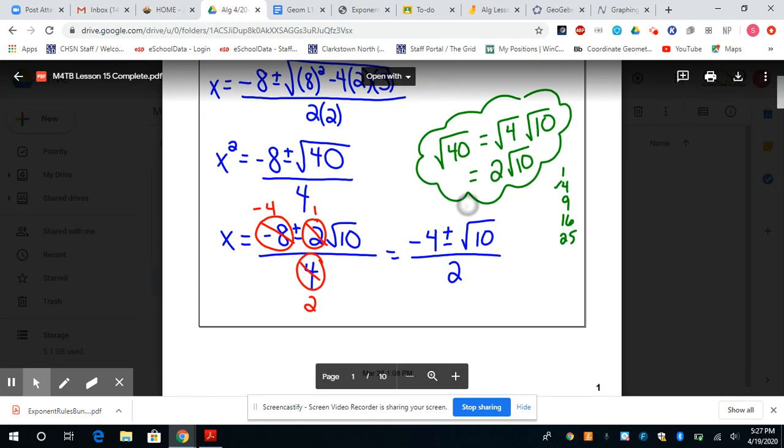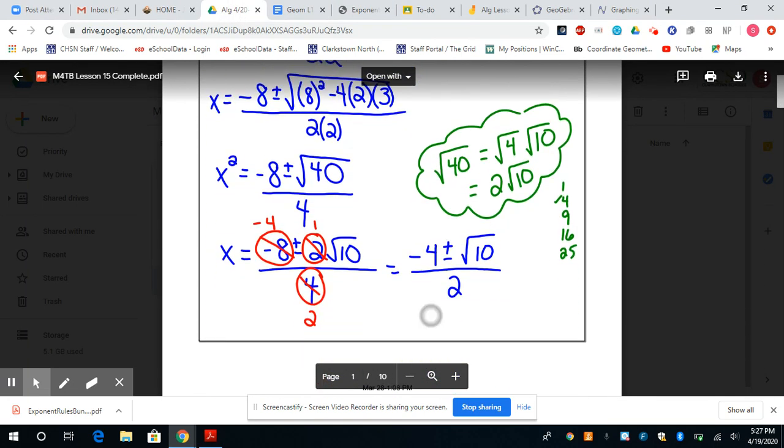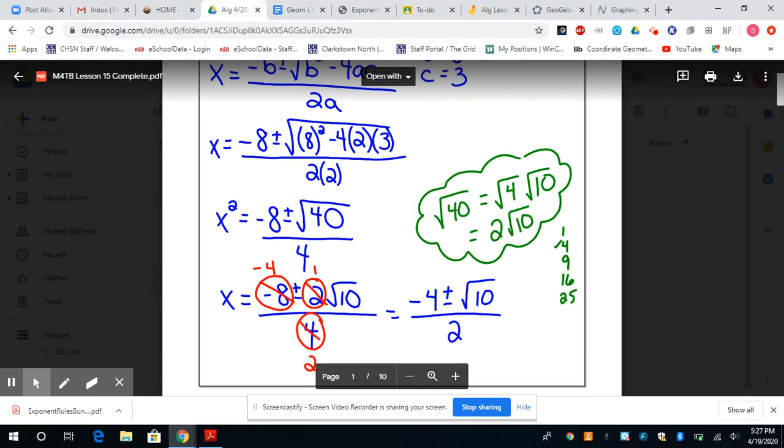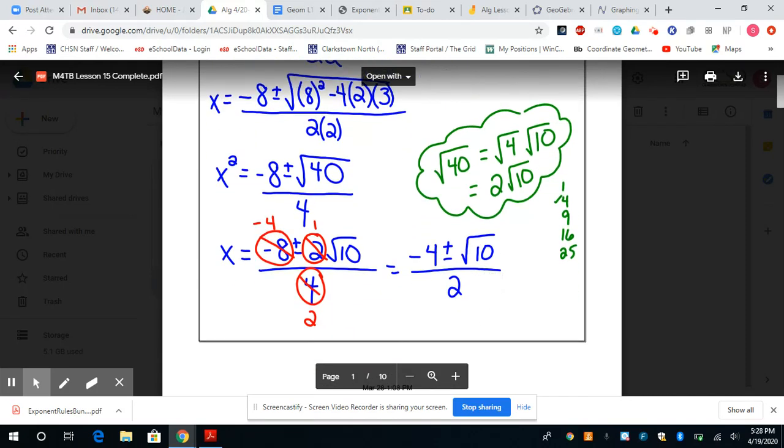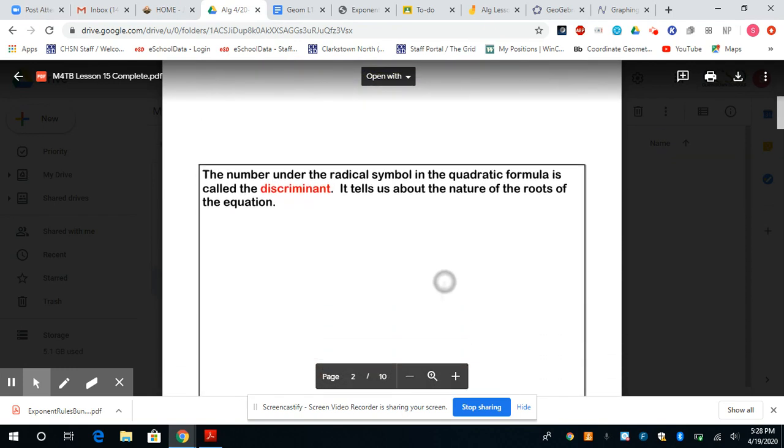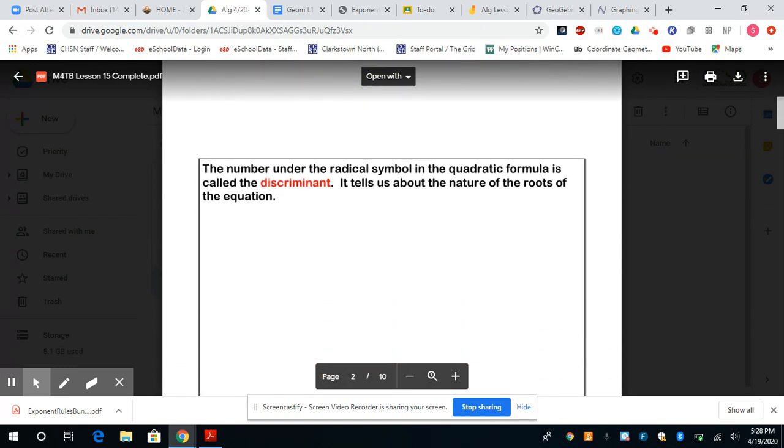All right, so here in the do now problem, when we solve with the quadratic formula, we get negative 4 plus or minus radical 10 divided by 2, and that is something you can solve, and you do have an answer. You do get two answers for that one because you have a plus and you have the minus. This number right here, this radical 10, is called the discriminant. So the discriminant is that number actually under the radical, which we're going to talk about right now. So the number under the radical symbol in the quadratic formula is called the discriminant. It tells us about the nature of the roots of the equation.